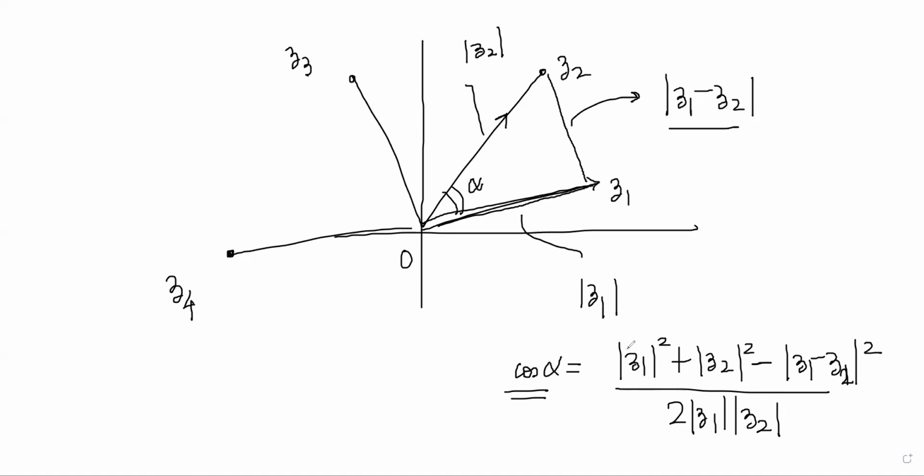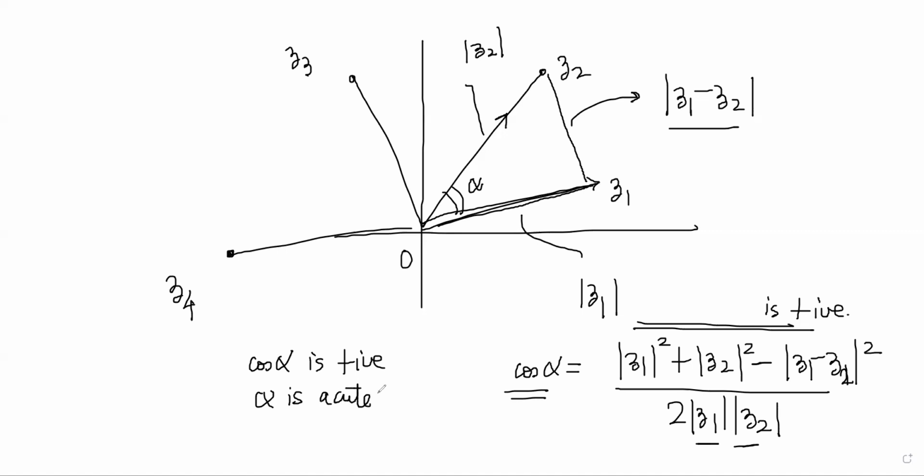And now if this thing is positive, the numerator is positive, the denominator is also positive, and cos alpha is positive. Now, cos alpha is positive means the angle is in the first quadrant or the fourth quadrant. And we will not be dealing with the fourth quadrant so much because that will be angles above 3 pi by 2. So what we'll say is the angle alpha should be acute, right? Basically, if this quantity is positive, then cos alpha is positive, and therefore the angle is acute, right?